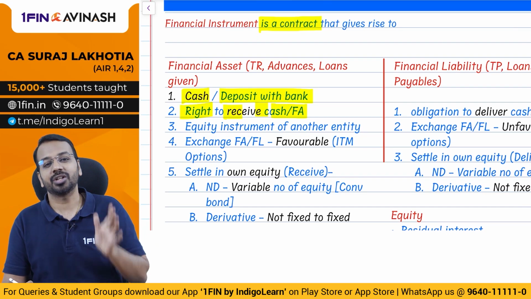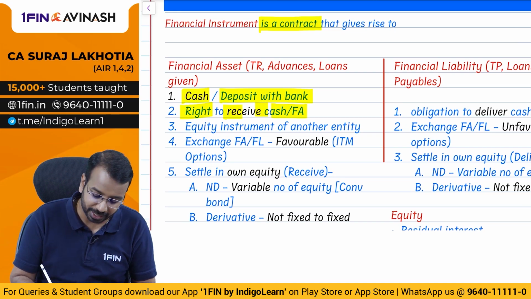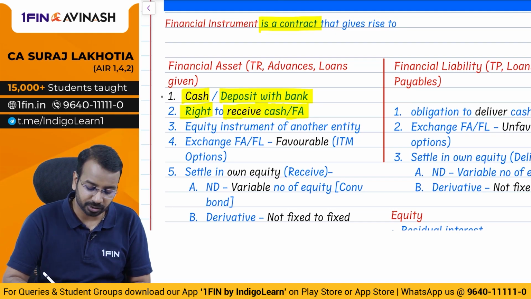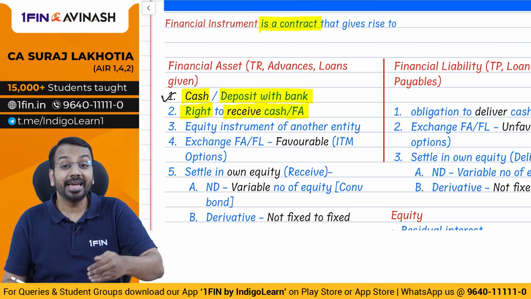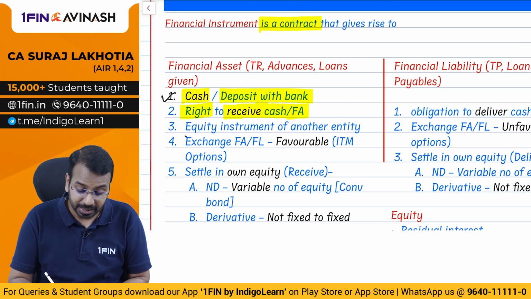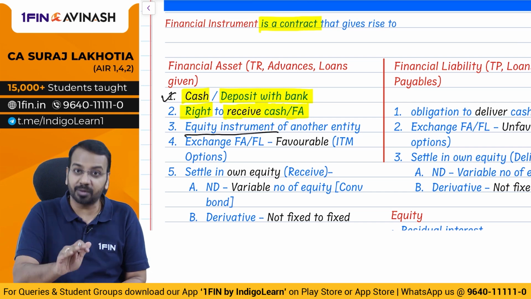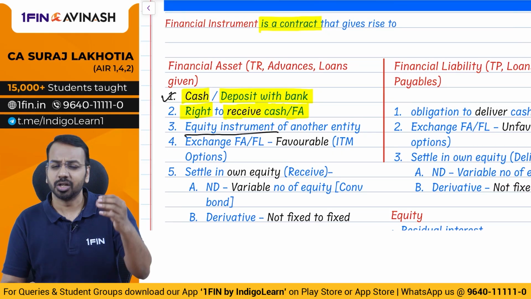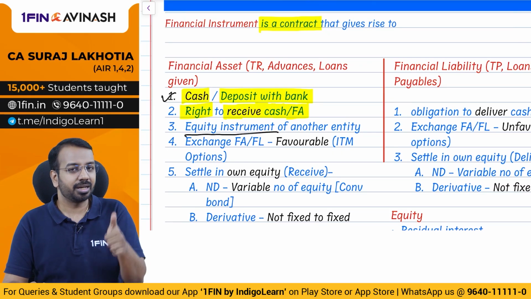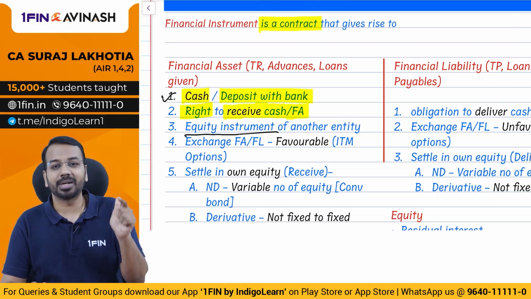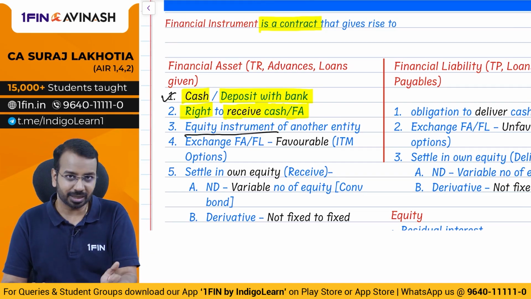Hence, it is a financial asset. There has to be a contractual right to receive cash or any other financial asset. So, it can be a contractual right to receive cash or any other financial asset. Maybe I have a right to receive an equity instrument, which is another financial asset. Even that contract becomes a financial asset. So, what do we cover in financial asset? Number 1, cash. Number 2, contractual right to receive cash or another financial asset.